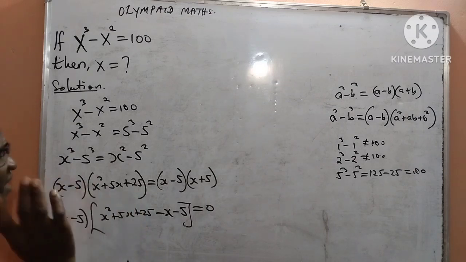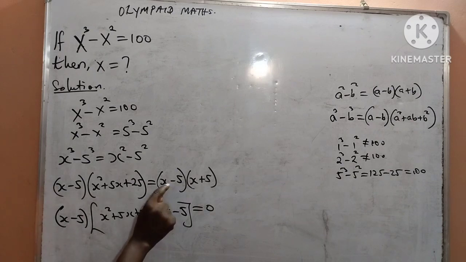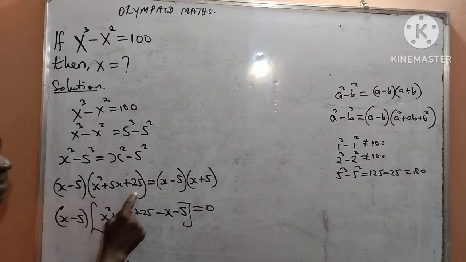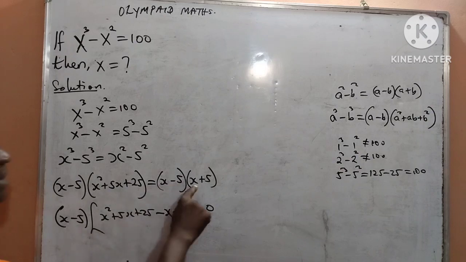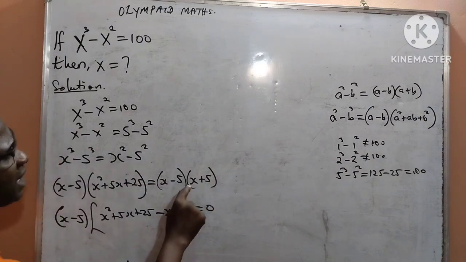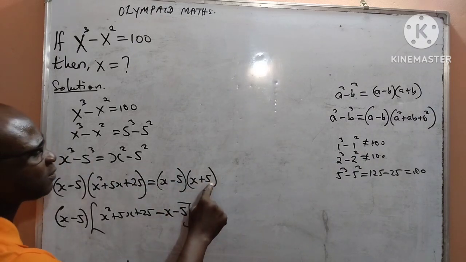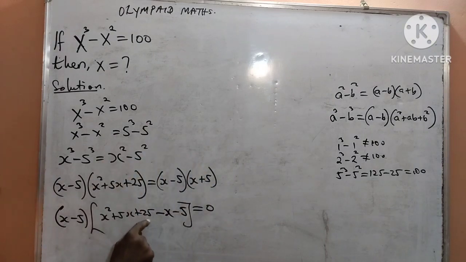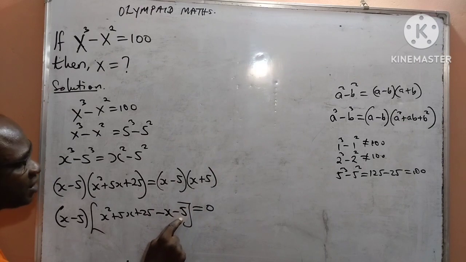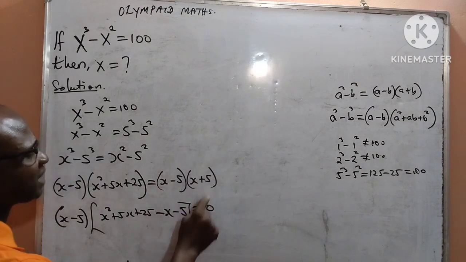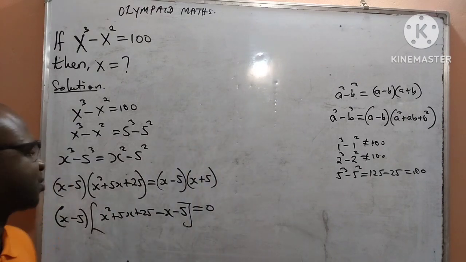Alright, I hope what I did here is understood. I factored out x minus 5 here, then left for me on the left hand side is x squared plus 5x plus 25, and on the right hand side I still have x plus 5. That x plus 5 crossing over to the left hand side becomes minus x minus 5, and on the right hand side what I have left is equal to 0.